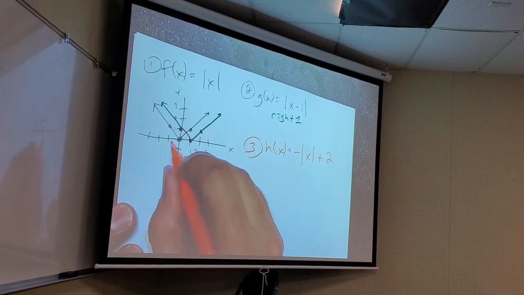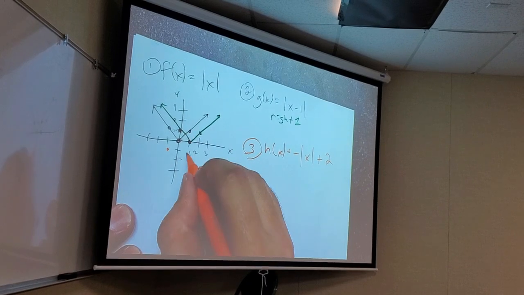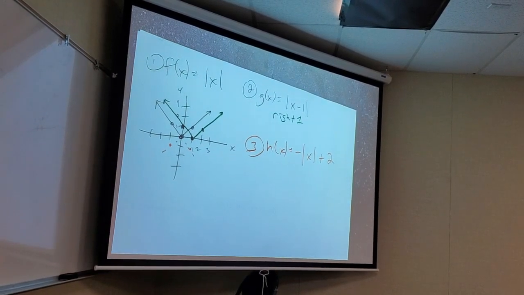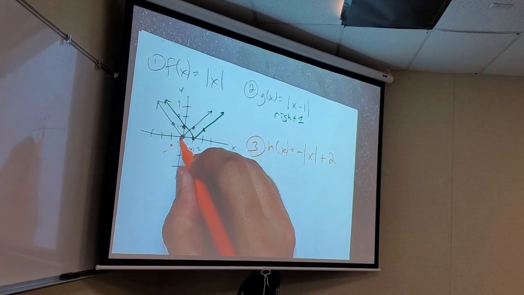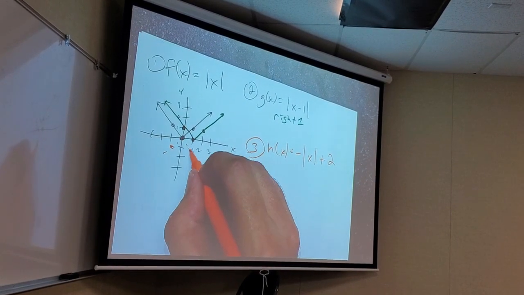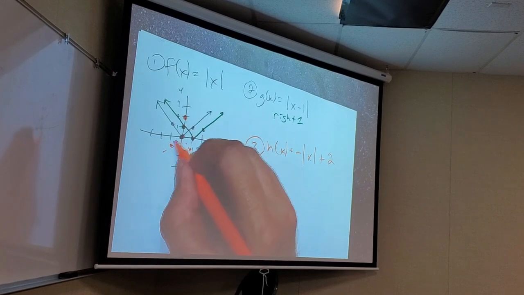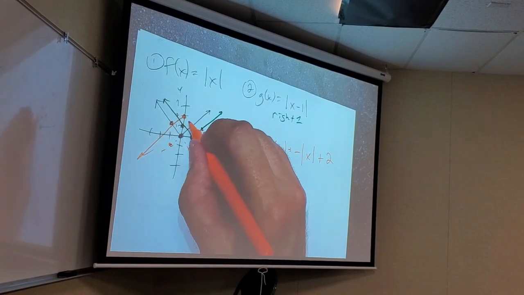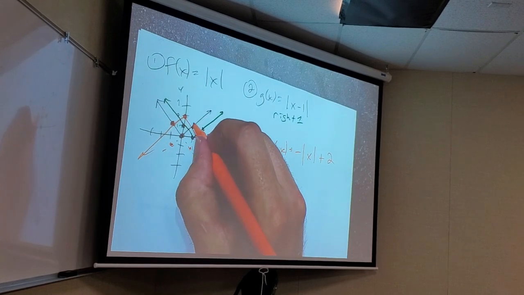So I can just kind of do that. This would go here, this would go here. Now I'm not done yet. That's sort of an intermediate step, because then what do I have to do with each of those points? Go up 2. So this goes up 2, this goes up 2, this goes up 2, and now I've got this thing going on. Yeehaw!